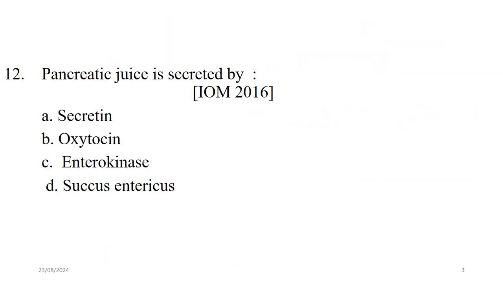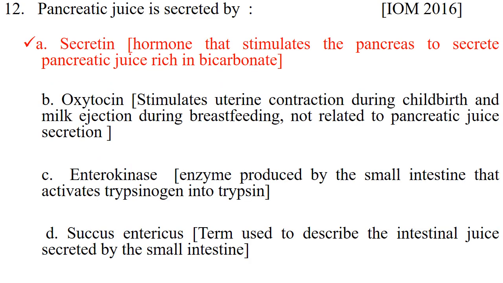Question number 12. Pancreatic juice is secreted by. The options are A. Secretin, B. Oxytocin, C. Enterokinase, D. Succus entericus. The correct answer is option A. Secretin. Secretin is a hormone that stimulates the pancreas to secrete pancreatic juice rich in bicarbonate.